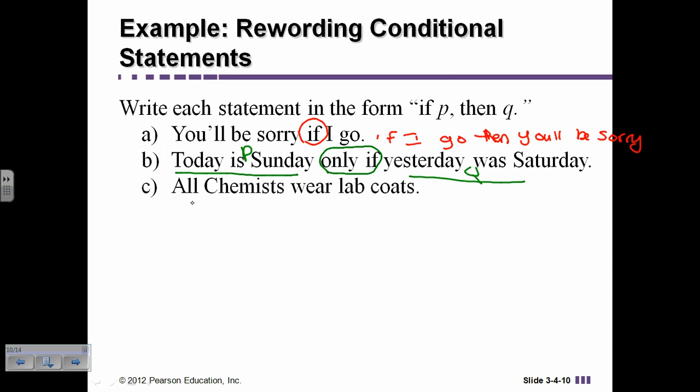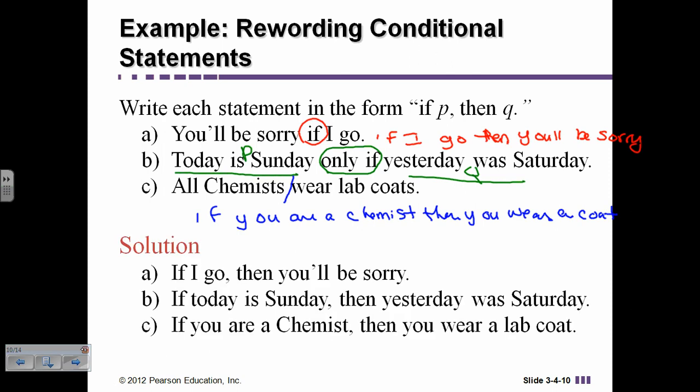And the last one, all chemists wear lab coats. You have to think in terms of dividing the problem into two parts. So chemist is the first part, wearing lab coats is the second part. So you would say something to the effect of, if you are a chemist, then you wear a lab coat. I'm just going to say coat to be a little bit briefer there.